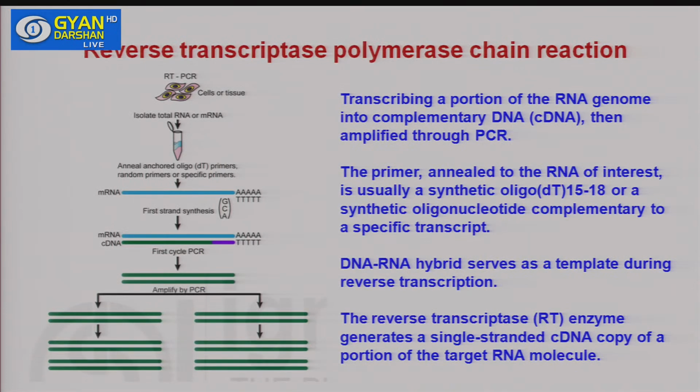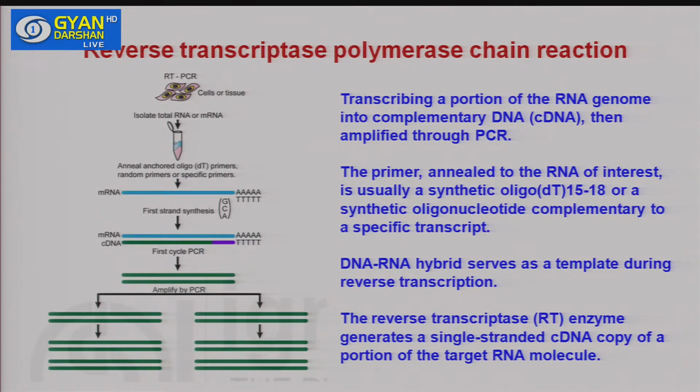Now, reverse transcriptase polymerase chain reaction, or RT-PCR, the technique is basically the same as PCR, but here what you do is you have to isolate the RNA. So the purpose of doing RT-PCR is the same as northern blotting. That is, you need to monitor the gene expression.